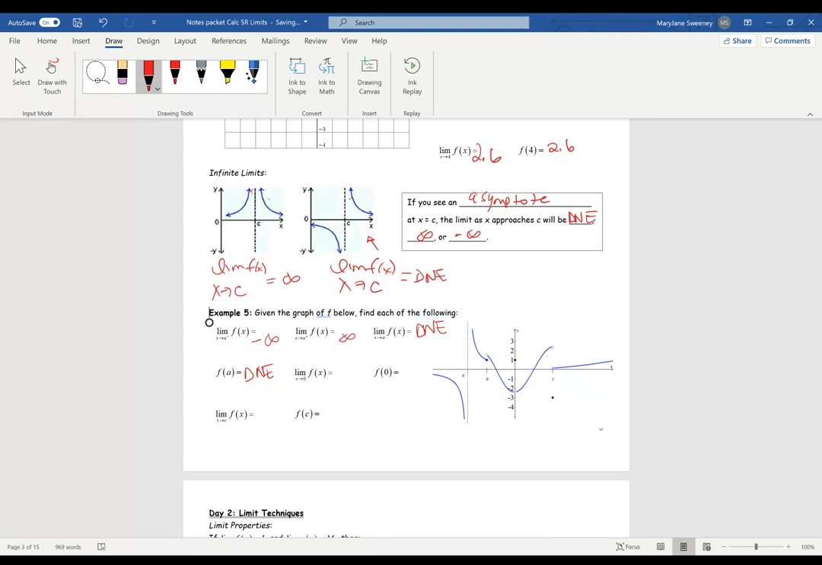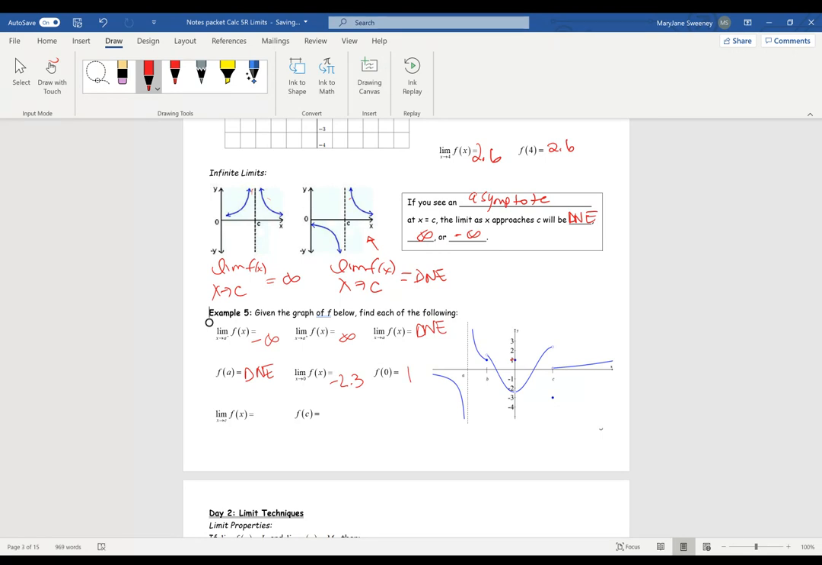Limit at 0. Well, let's see. As we approach 0 from the left and from the right, we're a little lower than negative 2, so I'll say maybe negative 2.3. f of 0, the y value when x is 0, is up at 1.